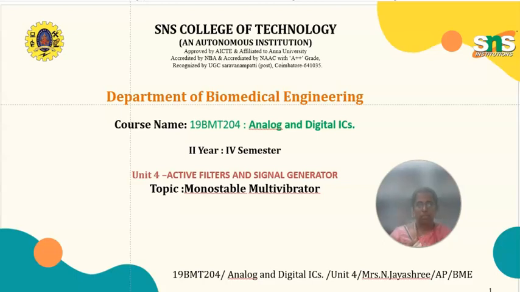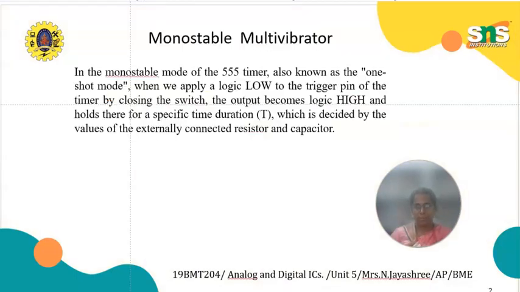So this was the monostable multivibrator. The monostable mode of 555 timer is also known as one-shot mode. When we apply a logic low to the trigger of the timer by closing the switch, the output becomes logic high and holds for a specific time duration, which is decided by the values of the externally connected resistor and the capacitor.